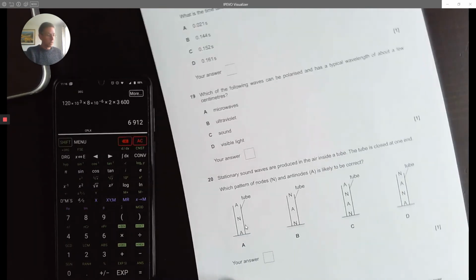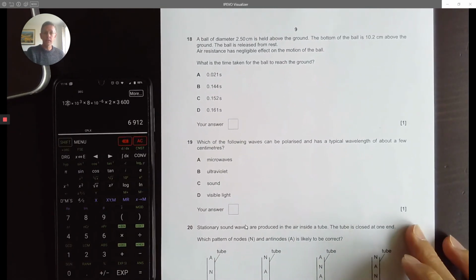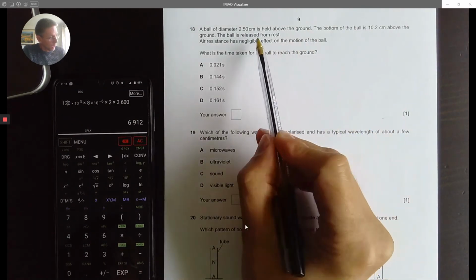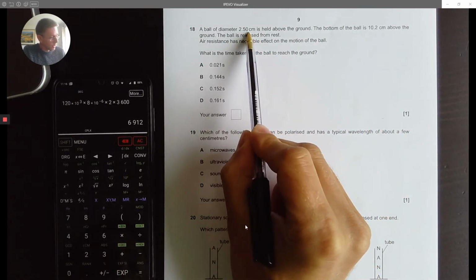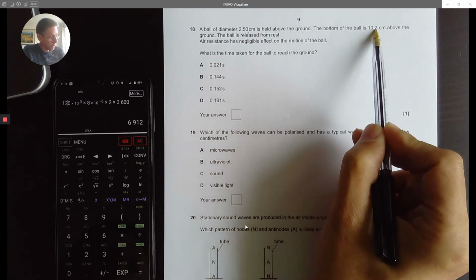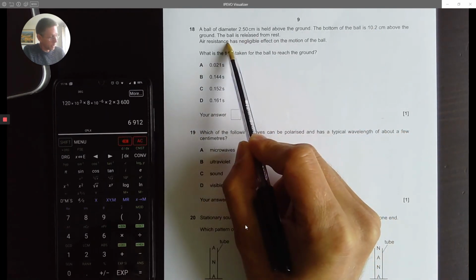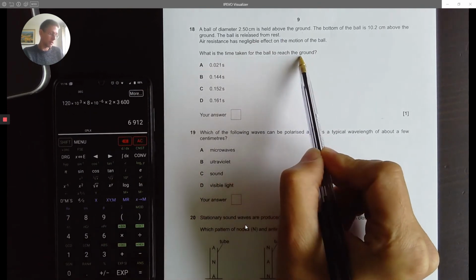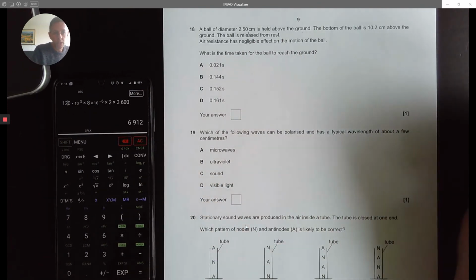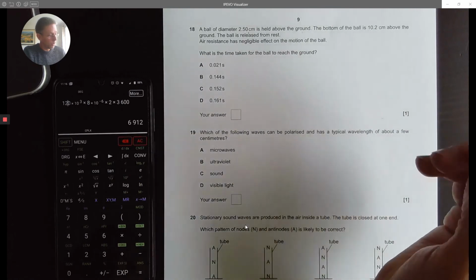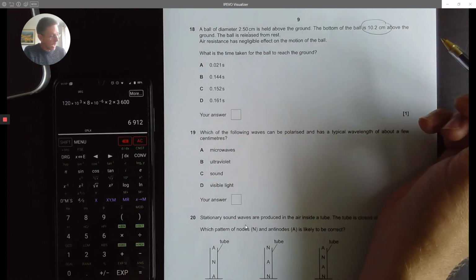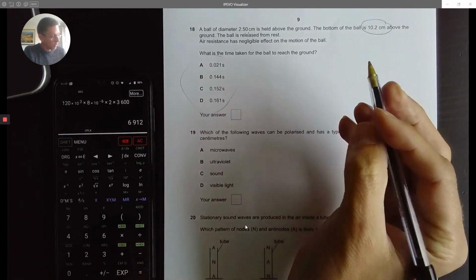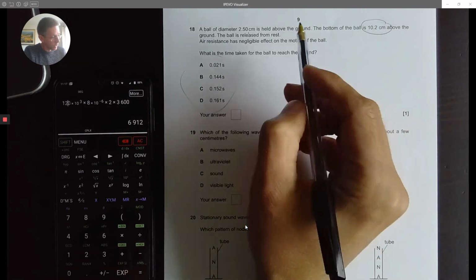Okay, last 3 questions. Okay, there's a ball of diameter that, held above the ground. The bottom of the ball is that far above the ground. The ball's released. Air resistance can be ignored. How long does it take to hit the ground? So we need one of our equations of motion. We've got a distance. We're looking for a time. And we know that it starts from rest.